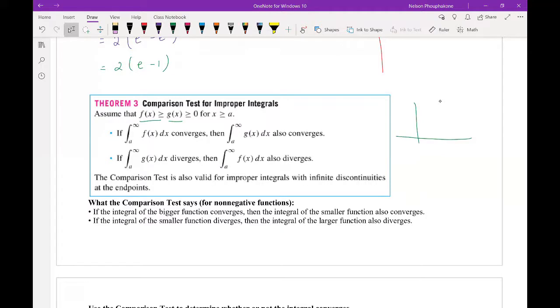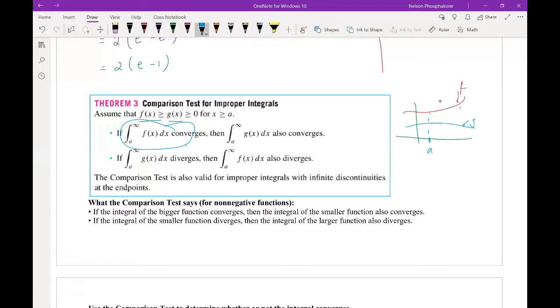Again, we have two functions. One function is f of x, this is the f function, and then we have a g function like this, for x greater than a. In this case, if we have the biggest, for example the first case, we know that the integral from a to infinity of f of x dx is convergent, then the function that is smaller, which is g, must be convergent.